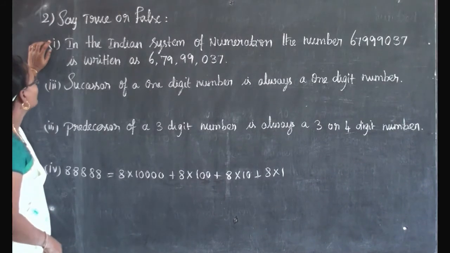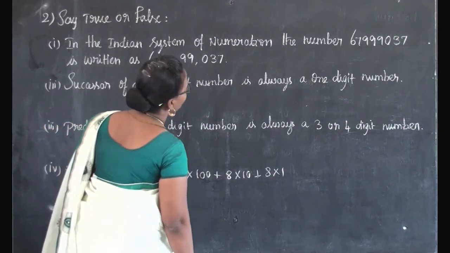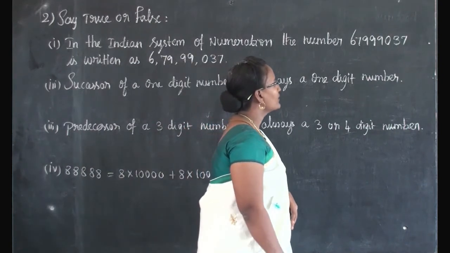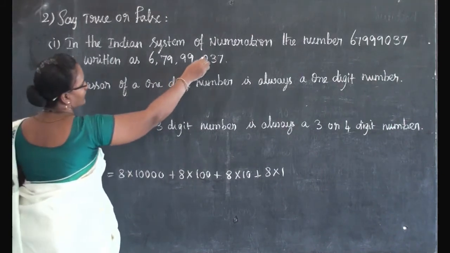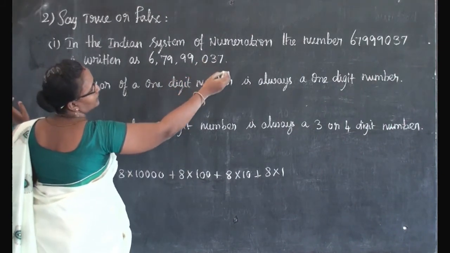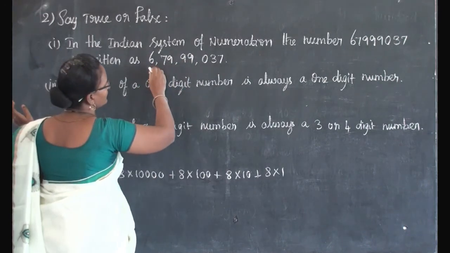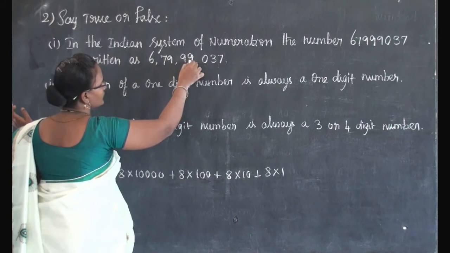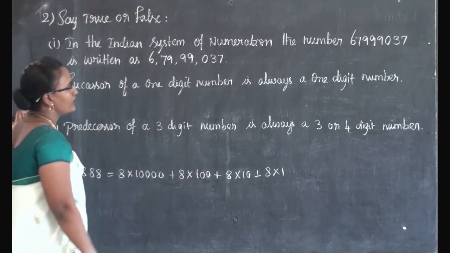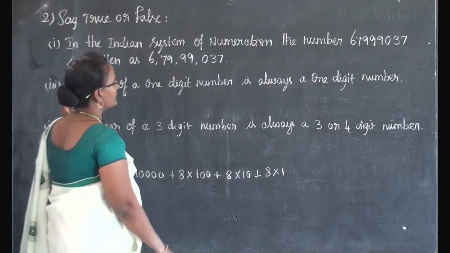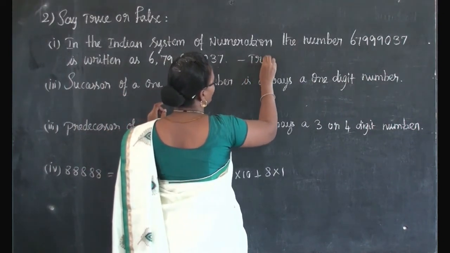Say true or false. First one, in the Indian system of numeration, the number 67999037 is written as. In the Indian system, put the commas 3 digits before and 2 digits before. So how will you read out this? Ones, tens, hundreds, 1000, 10,000, lakh, 10 lakh, crore: 6 crore, 79 lakhs, and 99,037. So that is right. So say true.